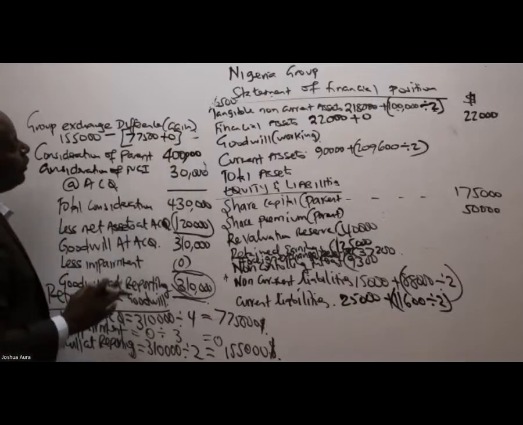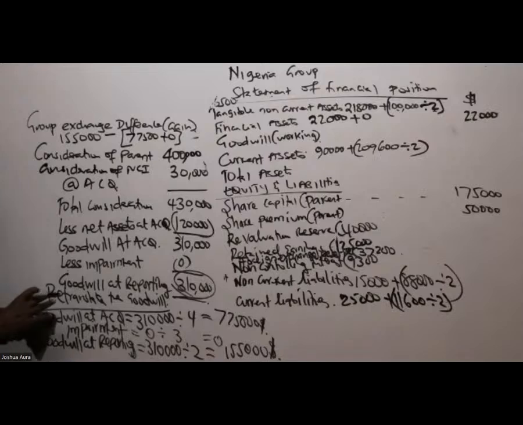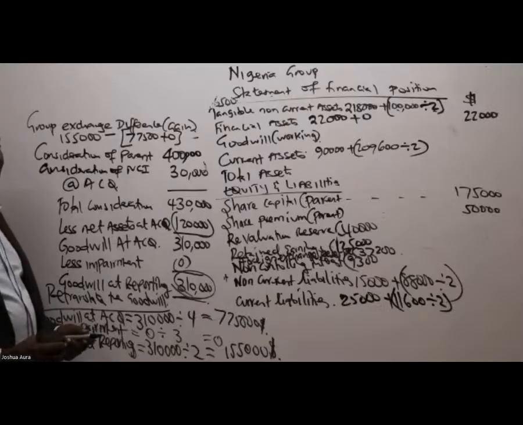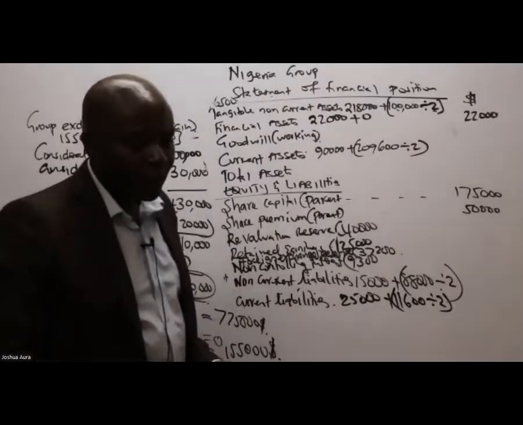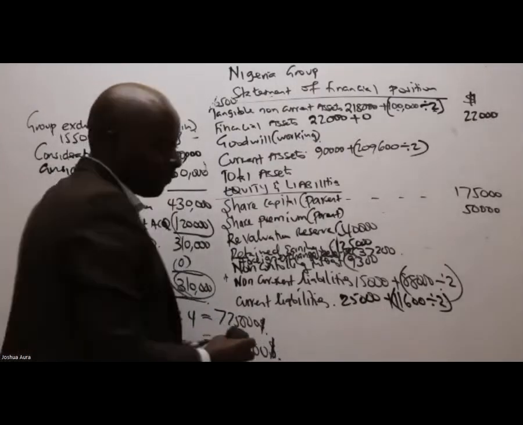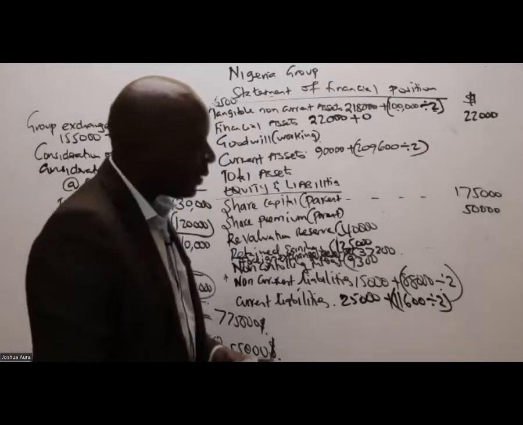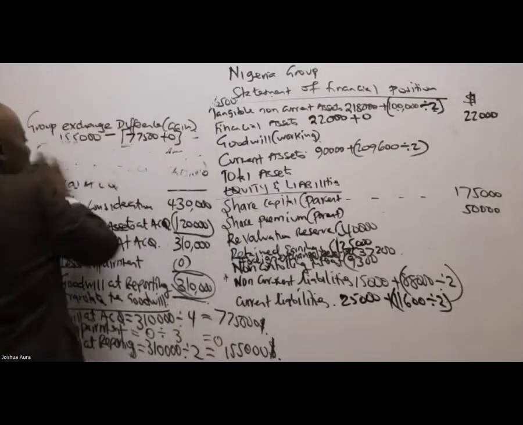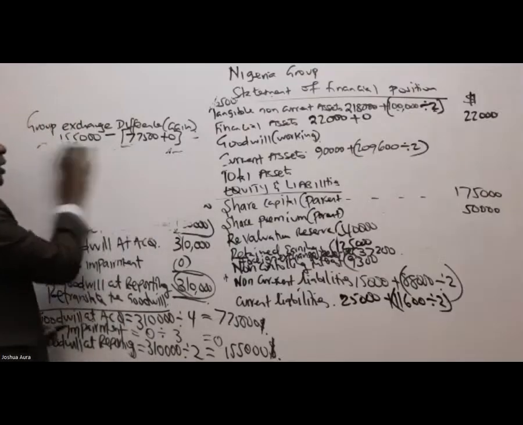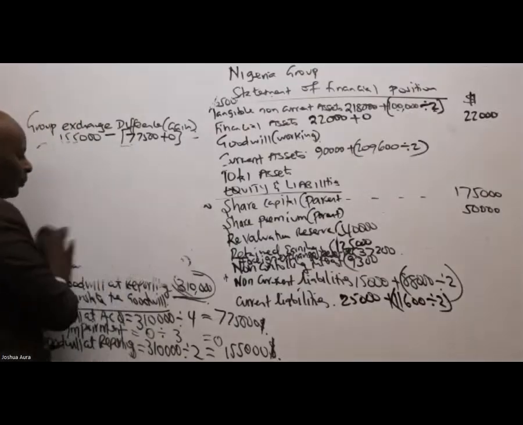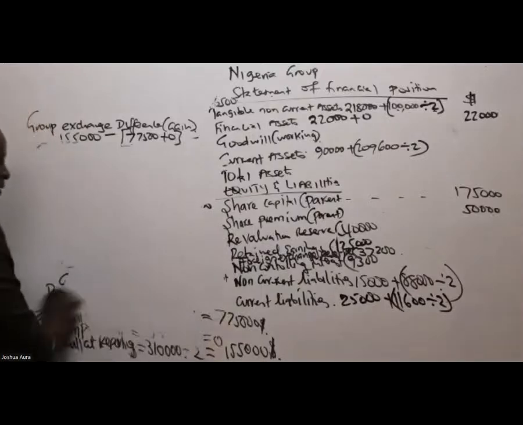So how much do we have there as our group exchange difference? What amount do we have there? 72,500. We are given a figure of $72,500.